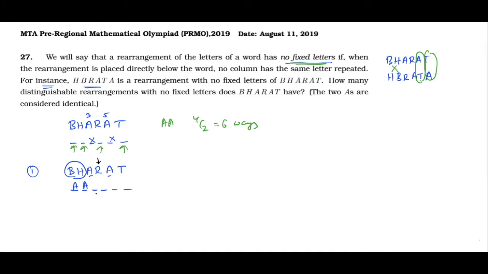So if R chooses the old place of A's, that can be done in two ways. Let us say R is sitting here. Now T can go in fourth or fifth place. So two places for T. Let us say T is here. Now B and H can be arranged in the last two places in 2 factorial ways. So in case 1, we have 8 ways.